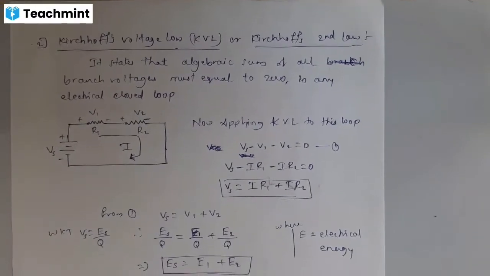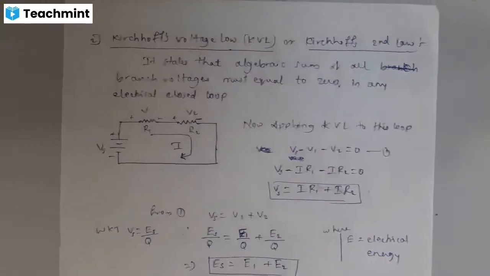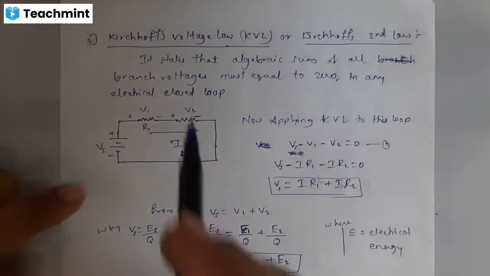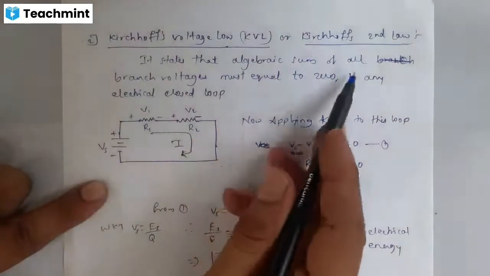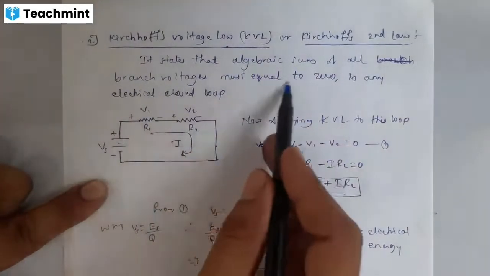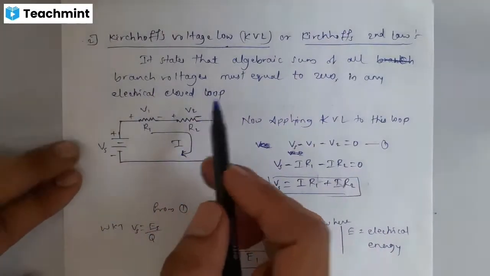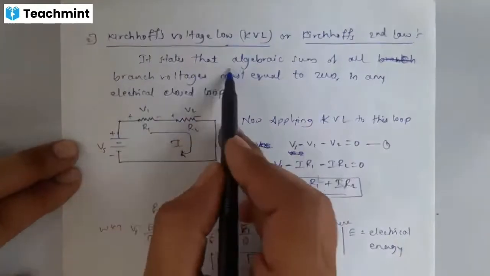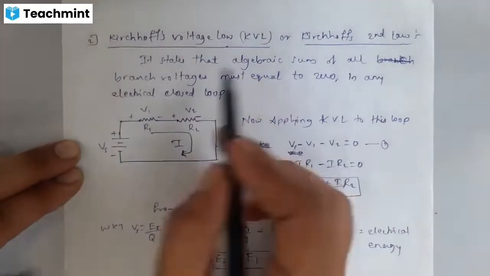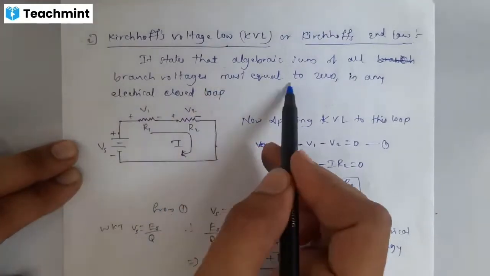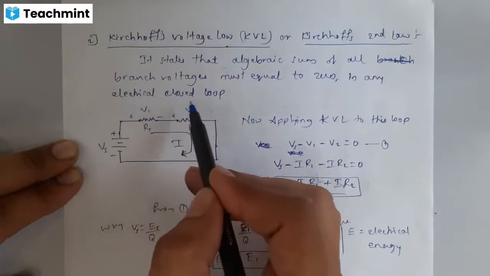Kirchhoff's second law is also called the Kirchhoff voltage law. What does it state? Let us see that. It states that the algebraic sum of all branch voltages must equal 0 in any electrical closed loop. Listen carefully once again, I will repeat. It states that the algebraic sum of all branch voltages must equal 0 in any electrical closed loop.